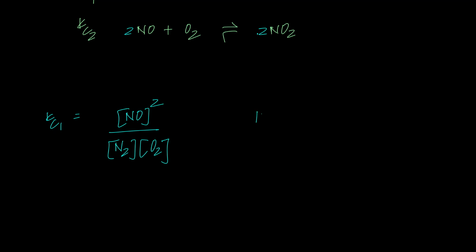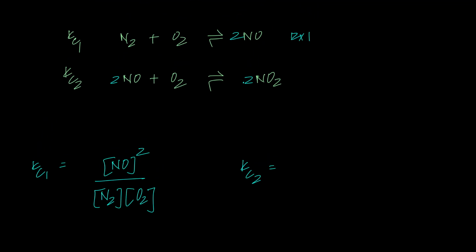Okay. Can you guys write Kc2? Which is what? Kc2 is NO2 product squared divided by NO squared and O2. That's it. Okay, these are the two cases.